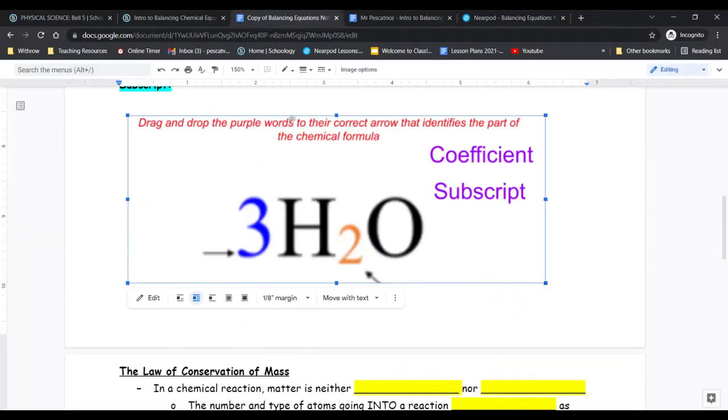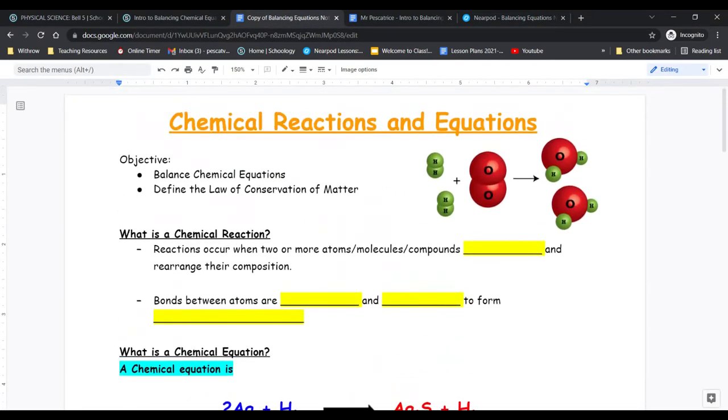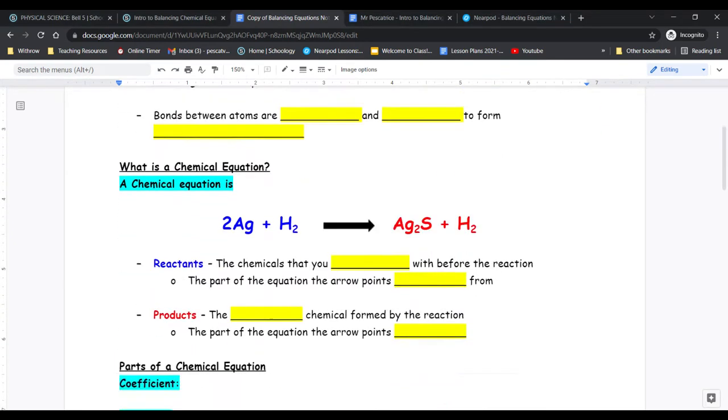Hey guys, I'm going to be going over the balancing chemical equations notes that we did in class today. So if you had any trouble with them after our class today, I know some of our classes had some technical issues, or if you were not able to attend class, this is for you. So first, we're going to be looking at the notes here. They should look like this.